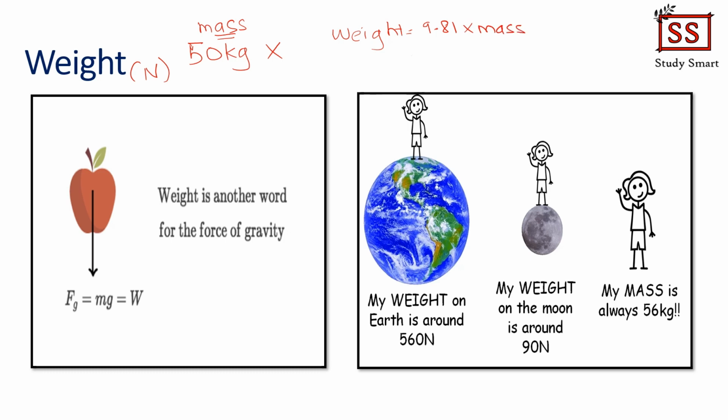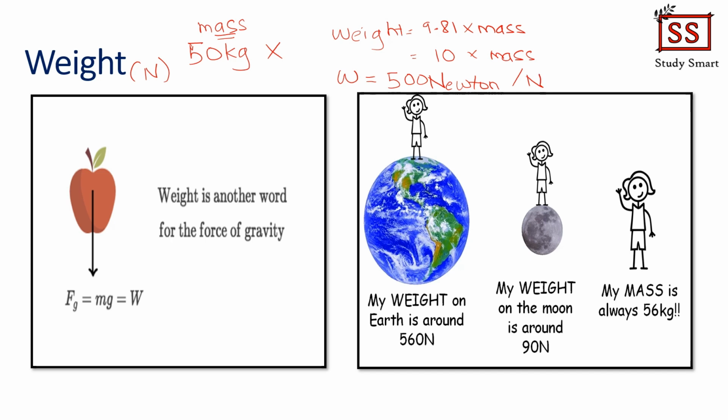Or for your easy calculation, for now you can just assume it's 10. Okay, 10 times the mass, because 9.81 is almost equal to 10. So for your easy understanding, just imagine weight is 10 times the mass. So if my body mass is 50 kg, my weight will be 500 Newton. Newton is the SI unit for weight. Okay, Newton we can write as Newton, or for easy you can just put a capital N.